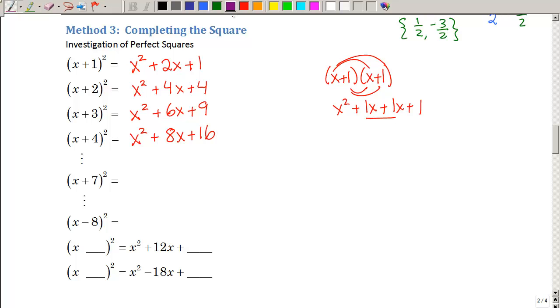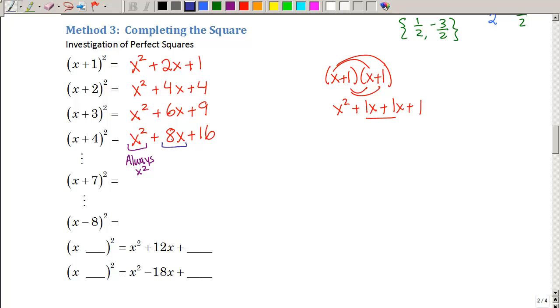But what I'd like to do is look at the patterns here. What do you notice that's the same in each one of these expanded perfect squares? One thing students will usually let me know is they'll identify that the first term is always going to be x squared. Another pattern that students usually see is the second term is going up in pairs: 2x, 4x, 6x, 8x.